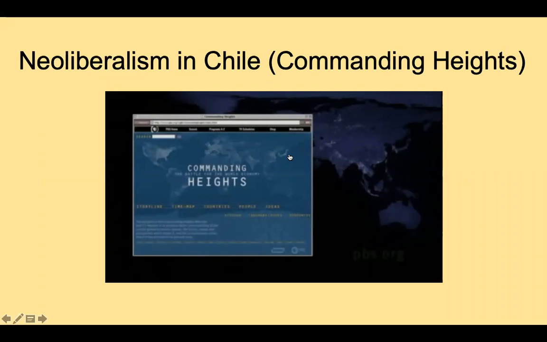On the other hand, unions, the military, other institutions that relied on a large state, a big state, for either budgets or their economic privileges, those actors were weakened and were hurt by the reforms.